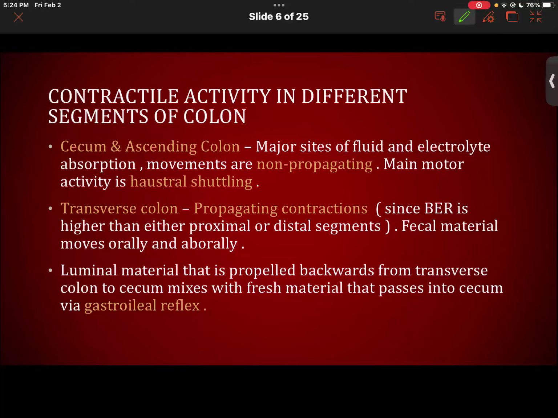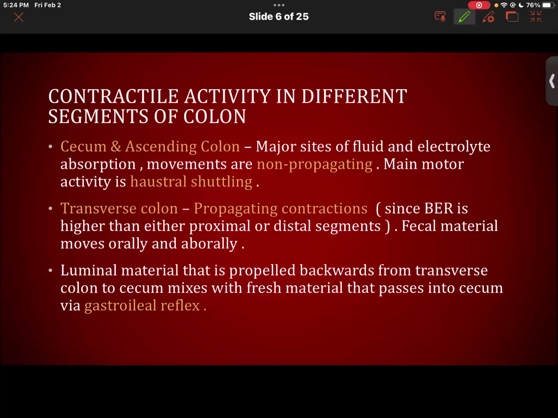So the contractile activity in different segments of the colon is actually different. So as I said, in most of the colon, it's non-propagating, right? But there's also some parts of the colon that have propagating movements. So let's talk about the cecum and the ascending colon. By the way, I'm assuming that all of you know the basic anatomy of the large intestine. We have the cecum, which is like the first part. Then we have the ascending colon. Then we have the flexure. Then we have the transverse colon. Then we have a flexure, and then we have the descending colon, then the sigmoid colon, then the rectum and the anus.